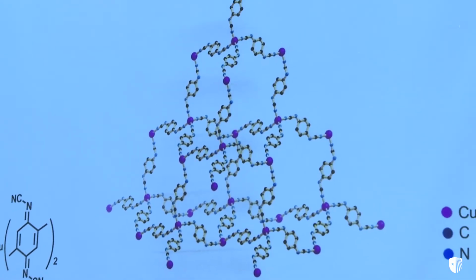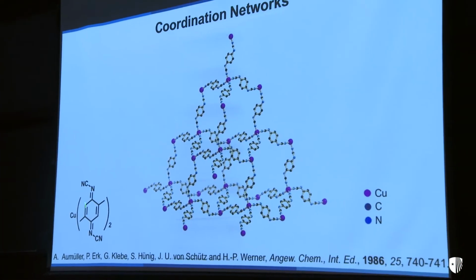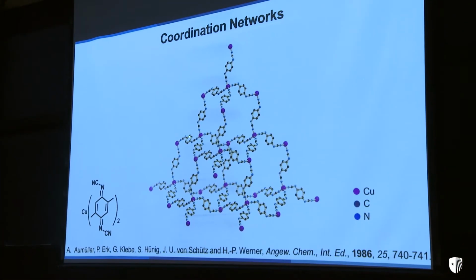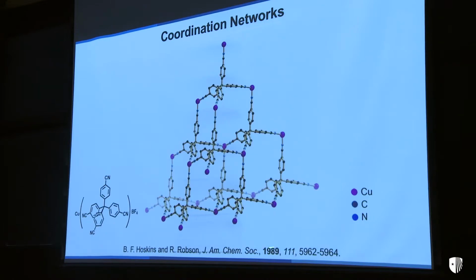A German group in 1986 showed that you can do the same by varying the guts of the linker. Okay, it's a little bit of a squiggly linker, diamino dinitrile, but you make the same kind of open net. In 1989, Robson showed that in fact you can take the tetracyanide or the tetranitrile and link it together with copper 1 using exactly the same kind of chemistry.